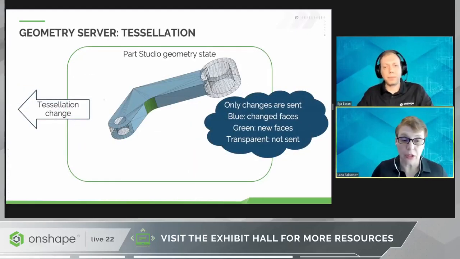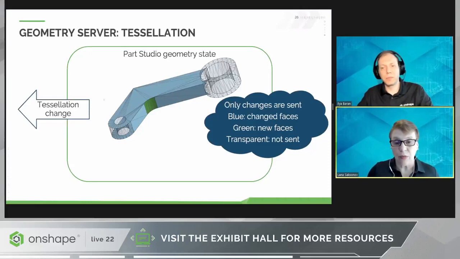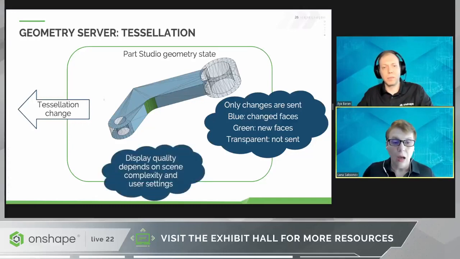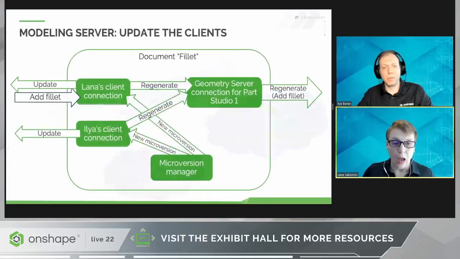After the incremental regeneration, we determine what geometry was touched by regeneration and update tessellation only for that geometry. In this case, the green face was added and the blue faces were modified. Tessellation quality is automatically defined based on the scene complexity or can be explicitly controlled by the user. As soon as a new tessellation increment becomes available on the modeling server, all the clients connected to this Part Studio are updated.